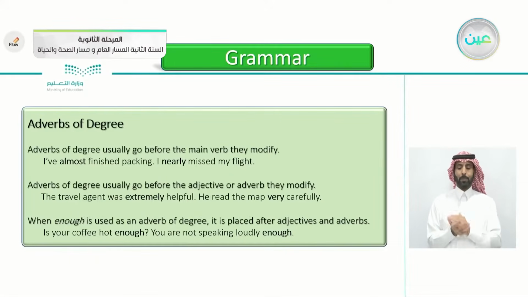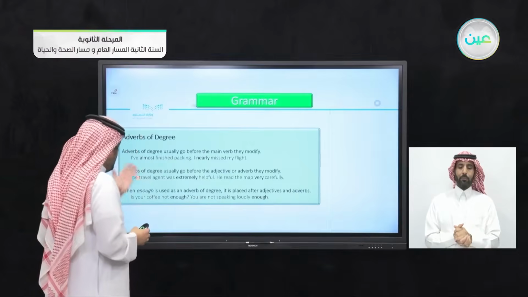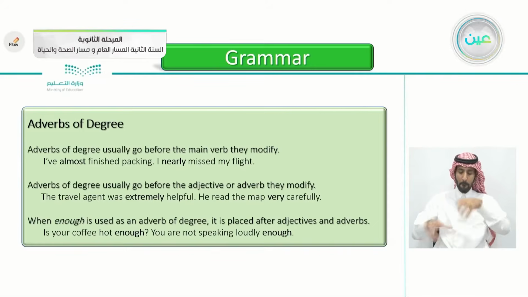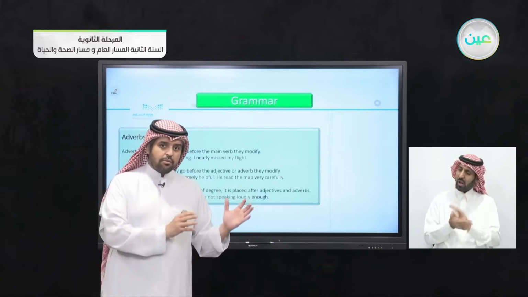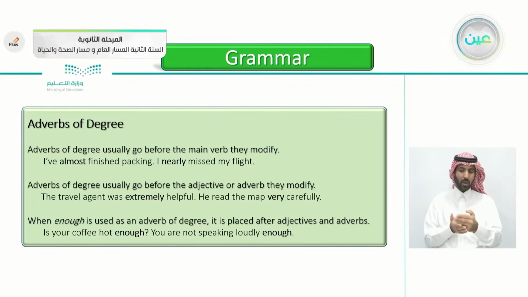The adverbs of degree usually go before the main verb they modify. You put it before the main verb that it modifies. I've almost finished packing. Am I finished packing? No, I'm almost. Just give me one minute. I've almost finished packing. I nearly missed my flight.